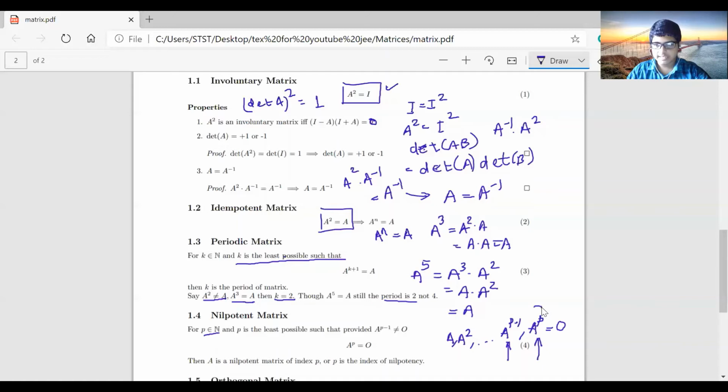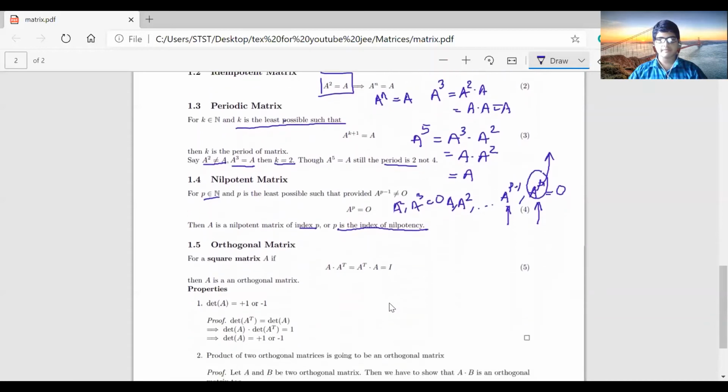So this particular P is said to be the index, meaning the nilpotent matrix of index P, or P is the index of nilpotency. This is important. P is the index of nilpotency. So if I say that A is not 0, A square is not 0, and then A cube is equal to 0, then what is the index of nilpotency? P is equal to 3. Or it can be said that A is a nilpotent matrix of index 3, because till A square it is not 0 or not null, and A to the power 3 is going to be the null matrix.